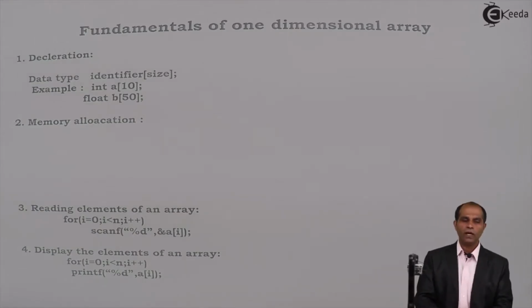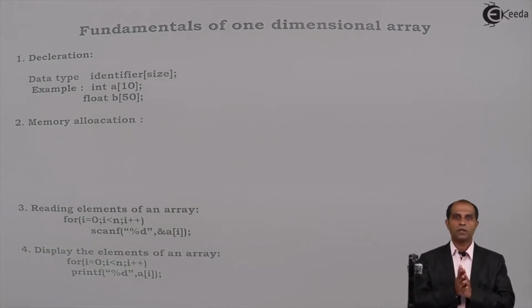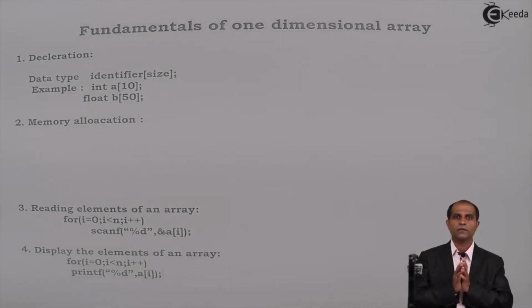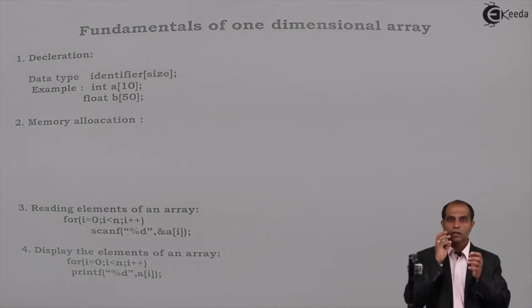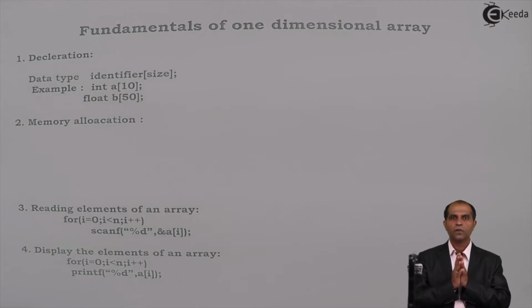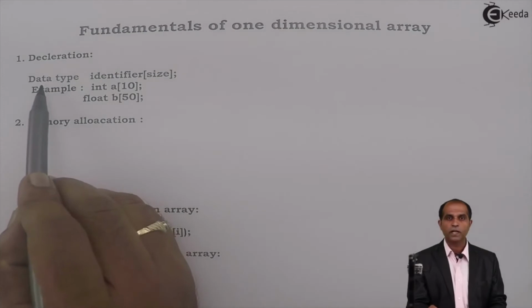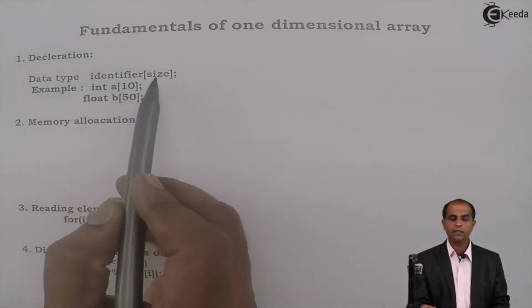Let us look at the fundamentals or the basics of these one-dimensional arrays. In the last video, we have seen what arrays are and why I need arrays. So we have summarized that an array is a collection of data which are of similar type in nature. So when I wish to declare an array, this is the formal syntax which I am supposed to follow. A data type has to be specified, followed by the identifier and then the size.